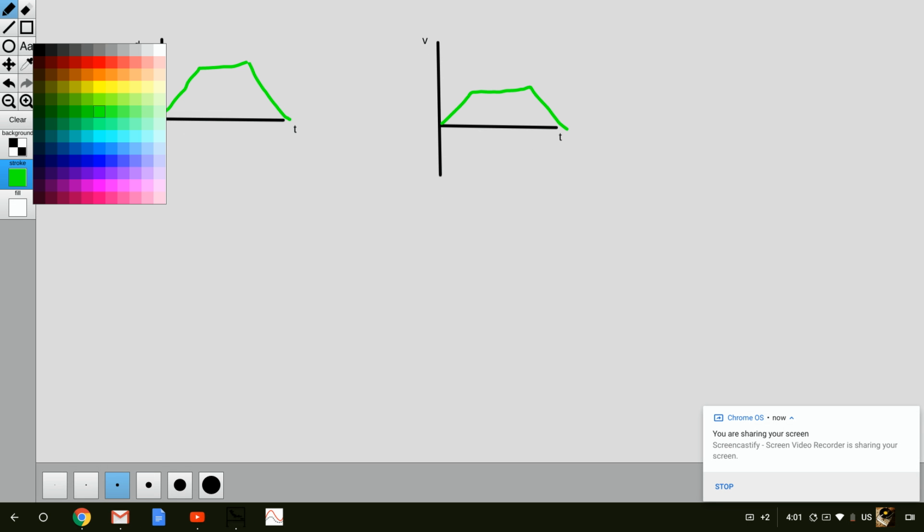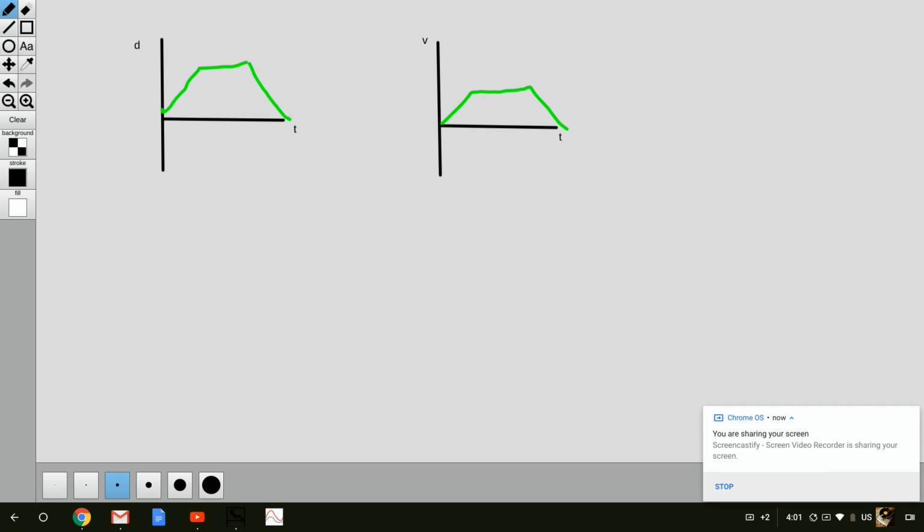So if we're taking a look here, on this D versus T graph, they're all straight lines, so that indicates to us constant velocity in each case. In the first section here, we are moving away from the origin. In the second section here, we are not moving because that portion is flat. And then here, we are moving towards the origin, all at a constant velocity.